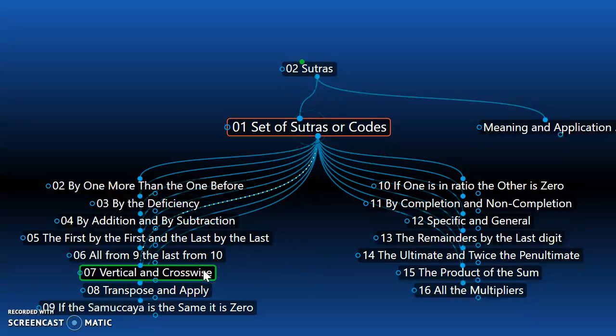Another interesting code is vertical and crosswise. This is a very powerful tool that enables you to crunch huge numbers. For example, using this tool, you'll be able to multiply two 3-digit numbers in your head or two 4-digit numbers, or even two 5-digit numbers in your head. Isn't that amazing? And they are very simple and easy to do. And they do not require any excess mental effort. That's what makes it easy. They work the way your brain is naturally wired to learn.